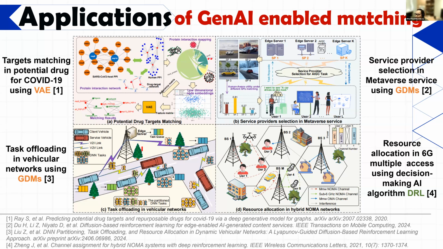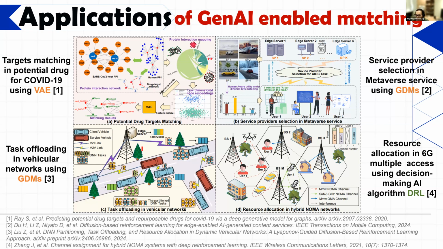So the matching can be used for service provider selection in the metaverse service. Again, this could be based on the generative diffusion model, where we have multiple different edge servers and we have different users.